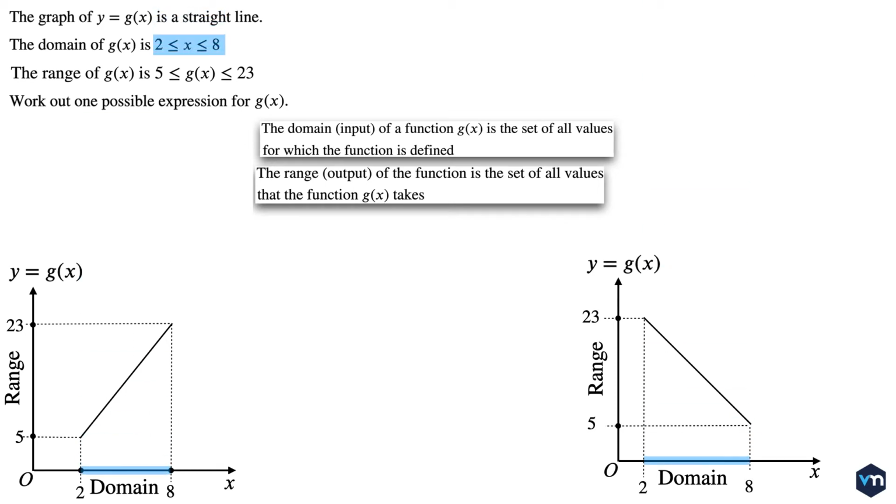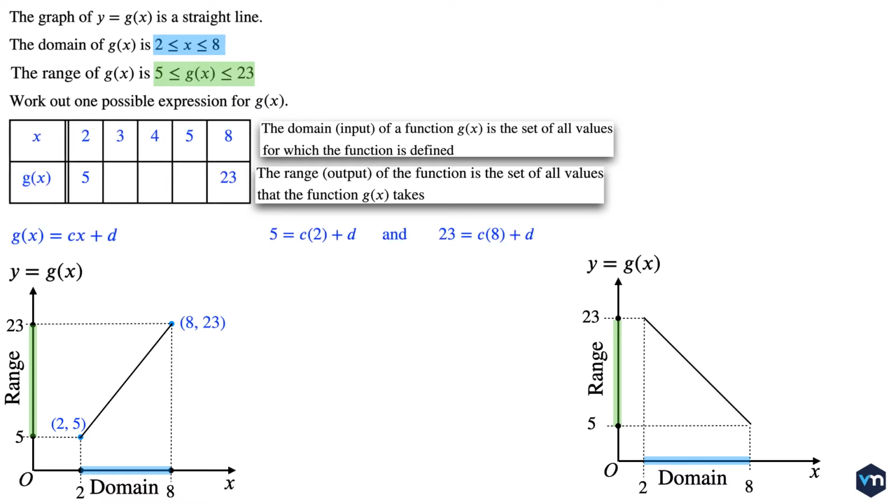In the first example, we see that the line passes through (2, 5) and (8, 23). So if I let g of x equal cx plus d, which is the equation of a straight line, and substitute, then I obtain the equations 5 equals c times 2 plus d, and 23 equals c times 8 plus d.